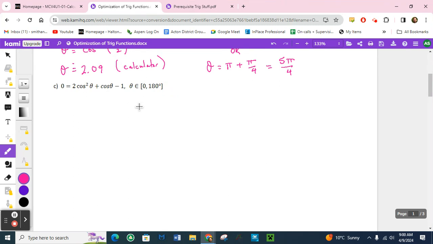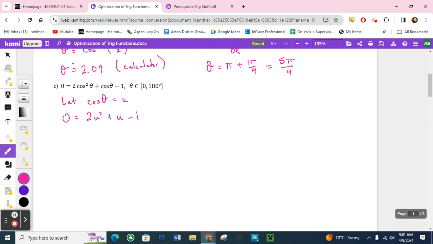Instead of having cos theta in there, I don't like the looks of that. Let's let cos theta equal your favorite letter of the alphabet. Let's use u. If I replace everywhere I see a cosine theta with u, I get 0 equals 2 times u squared plus, well, cosine theta is equal to u, minus 1. Okay, that's just a quadratic equation.